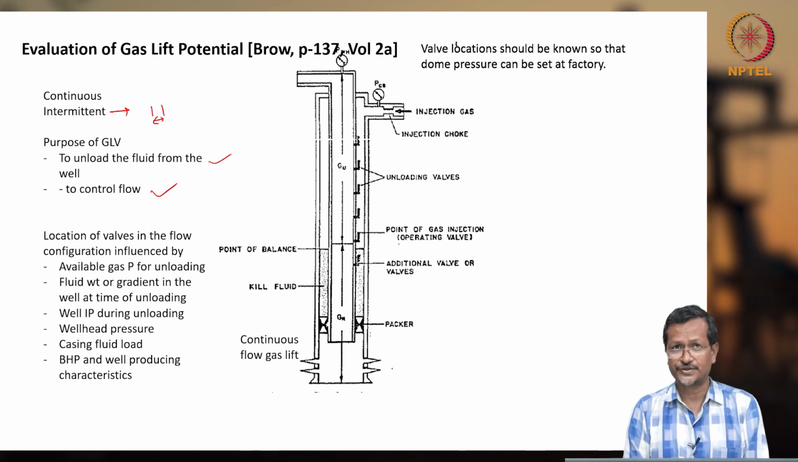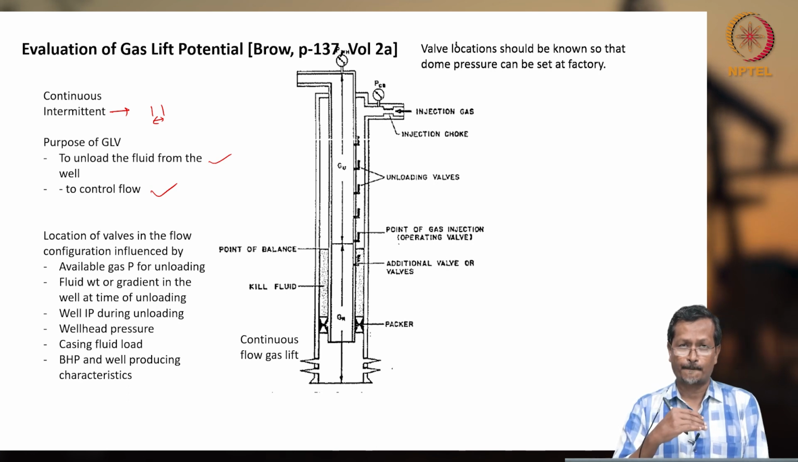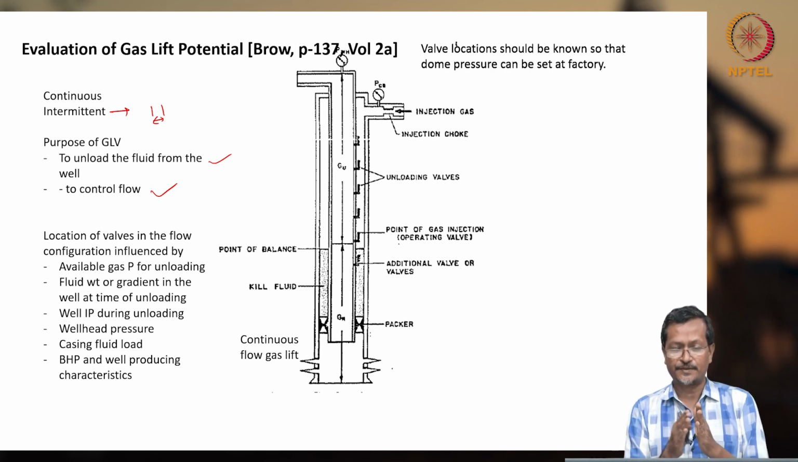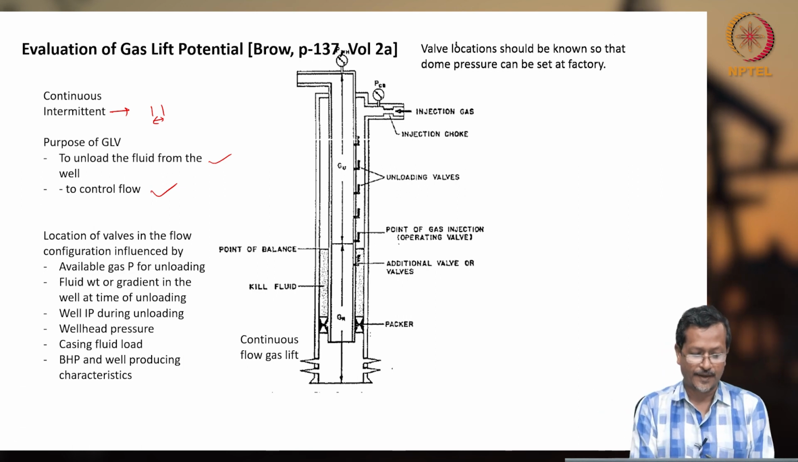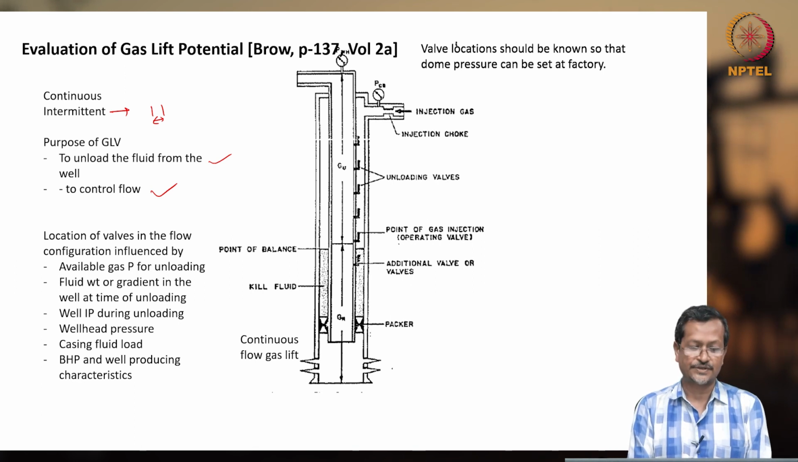Wellhead pressure: if higher pressure is required, then your flowing pressure will be affected. If flowing pressure is affected, your drawdown is also affected. Casing fluid load, bottom hole pressure and well production characteristics, all these things will be affecting.